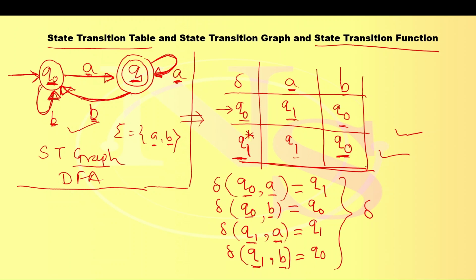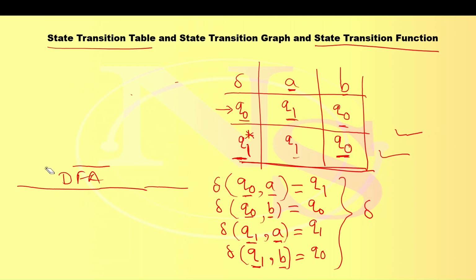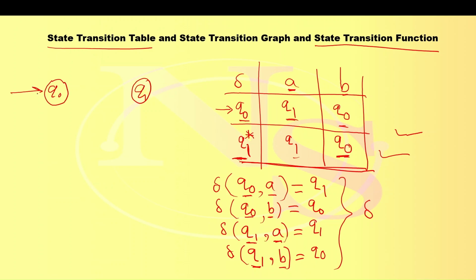Another way: suppose you have been given only the state transition table and you have been asked to draw the automata or state transition graph. We are habituated to say automata, but it is also called the state transition graph. So how to draw it? Again, it's simple. From the table, find out how many states there are, Q0, Q1. So draw the states Q0 and Q1. Q0 is the starting state, so give the arrow. Q1 is the final state, so make it a double circle.